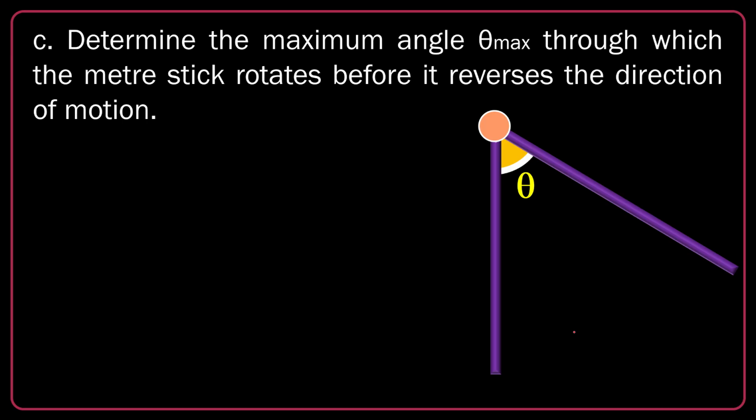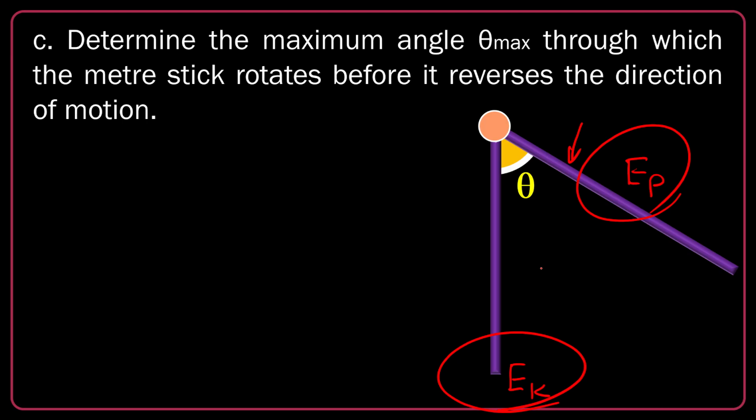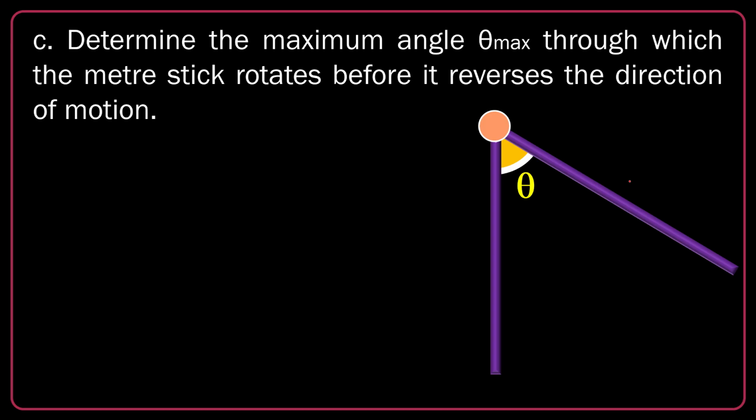Determine the maximum angle theta max through which the meter stick rotates before it reverses the direction of motion. Here it has just kinetic energy, and here it has just potential energy, because we suppose that here the meter stick stops. Based on the conservation of energy, this kinetic energy must be equal to that potential energy. So the approach is that we put them equal and find the maximum theta, because theta is related to potential energy. I can show you how.